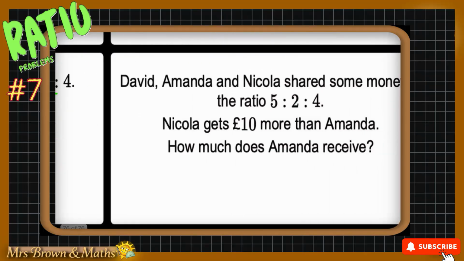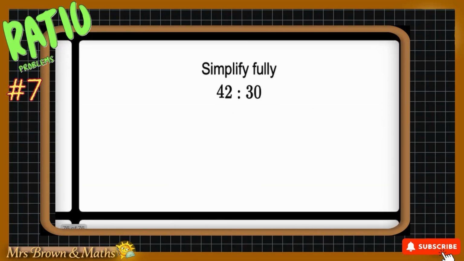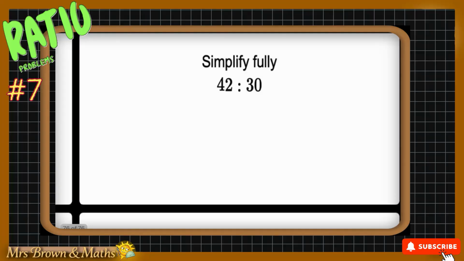Question 7. Simplify fully. The principle is the same as fraction simplification. Find the highest common factor for 42 and 30. Both numbers can be divided by 6. Divide by 6 both sides and you will get 7 to 5. If you cannot see 6 from the first time, you can divide by 2 and then by 3. You can do it step by step.